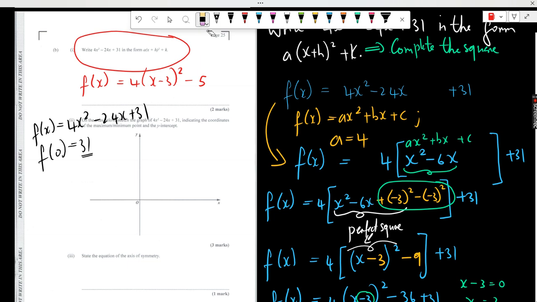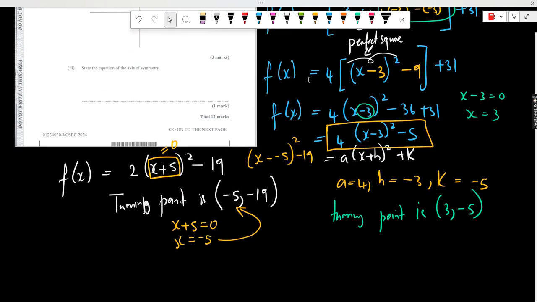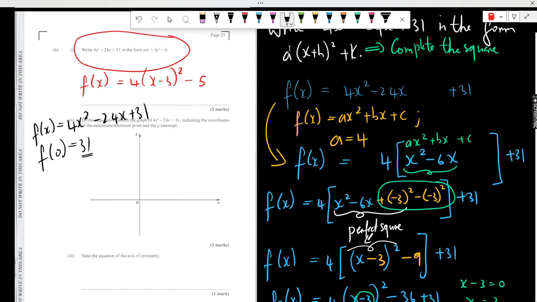So let's go ahead and try to do our little sketch. They didn't tell us to indicate any other information apart from the y-intercept and, of course, the maximum or minimum point, which is a turning point. As we established, the turning point is right here, (3, minus 5), and we could have read that off from the completed square version. So the sketch is going to look something like this. This value here would be 31. All right, this is supposed to be a little bit more symmetric. Let me try to draw it a little bit better.